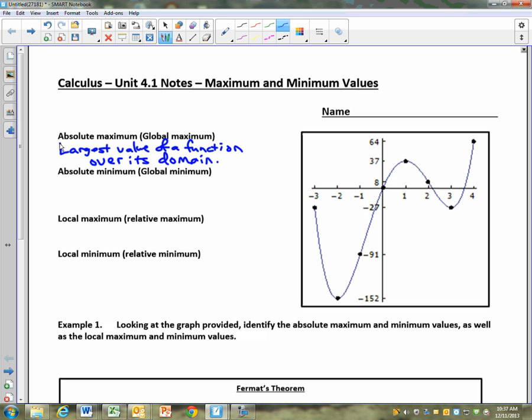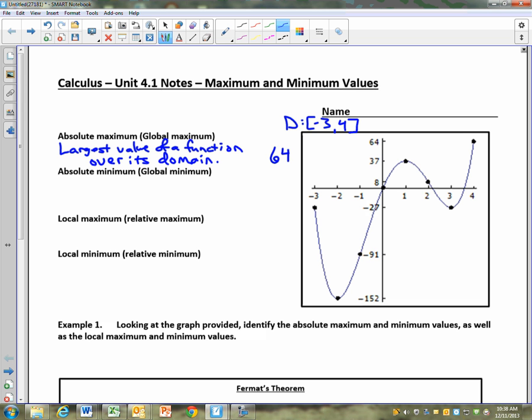So if you look at the picture to the right, we're going to define the domain of this function. We'll say the domain is going to be from -3 to +4. So those are the only x values of the function by which we'll describe its characteristics. What is the largest value that function attains over that given interval? 64. So 64 is what we would call an absolute maximum or a global maximum. Okay? I'll use those words interchangeably.